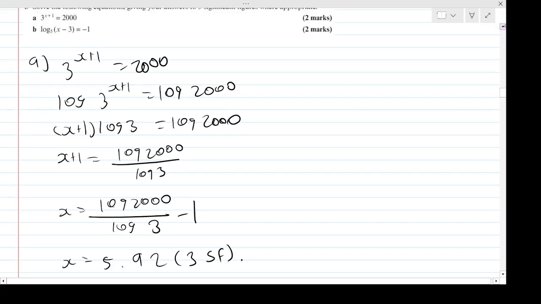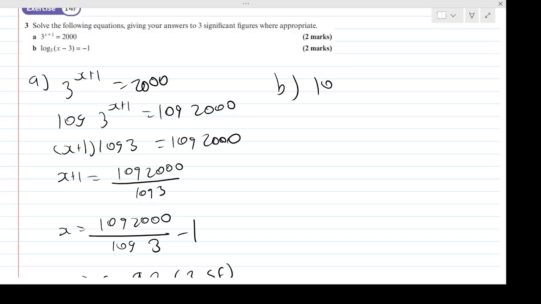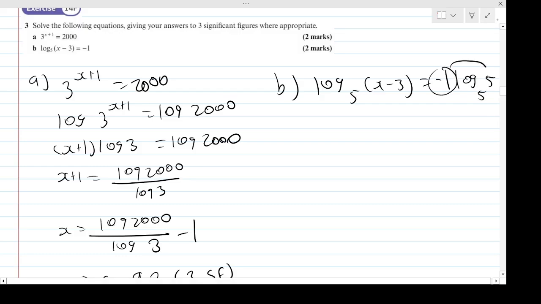Okay, then part B, we now need to solve log base 5 of x minus 3 is minus 1. So again, there are many ways we can do this. We can convert this into exponential form, or remember the trick I said last time, this minus 1 number, I can convert that as a log. So minus 1 log base 5 of 5, because then that will cancel to 1. But actually what we can do is just bring this minus 1 as it's in front to as a power. So then that'd be 5 to the minus 1.